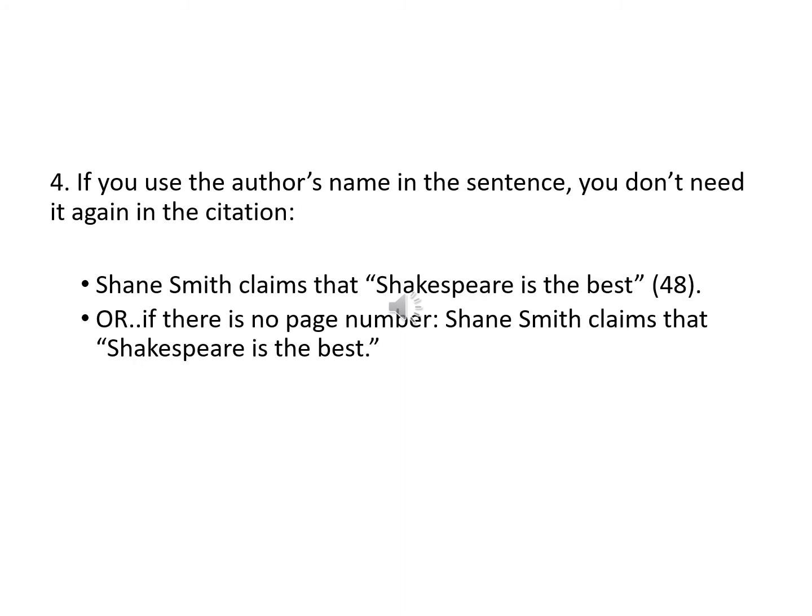Okay, our fourth rule is if you use the author's name in the sentence that you write, you don't need to use it again in the citation. So if you look at our example, Shane Smith claims that Shakespeare is the best. I don't need Smith again there in the parentheses. I just have the page number. Now, if there is no page number, you look at that next example, Shane Smith claims that Shakespeare is the best. I don't have any parentheses at all because I've already given his name and I don't have a page number to put in there.